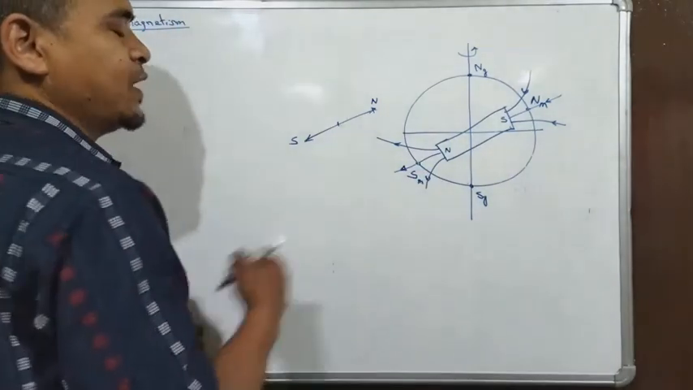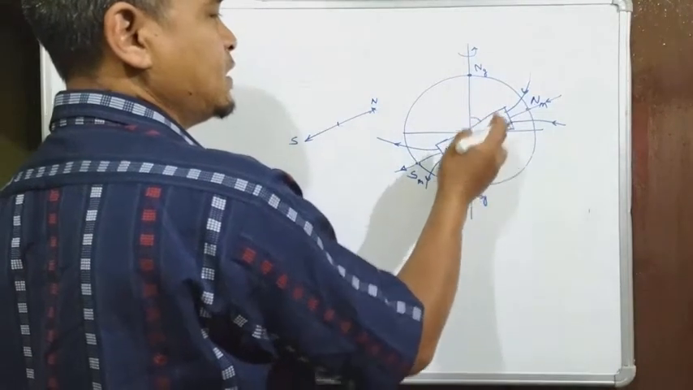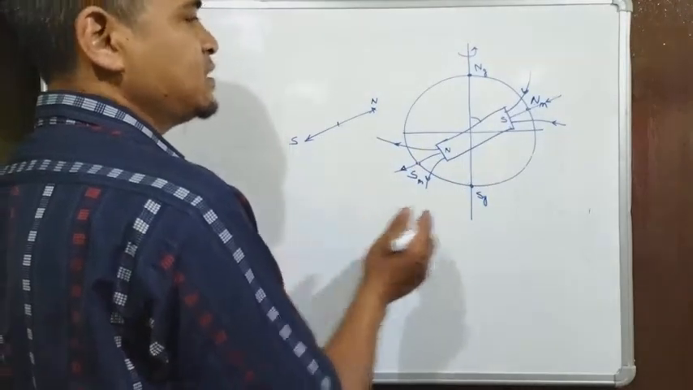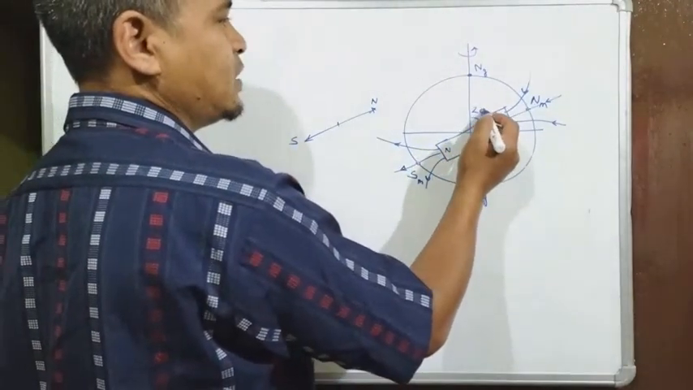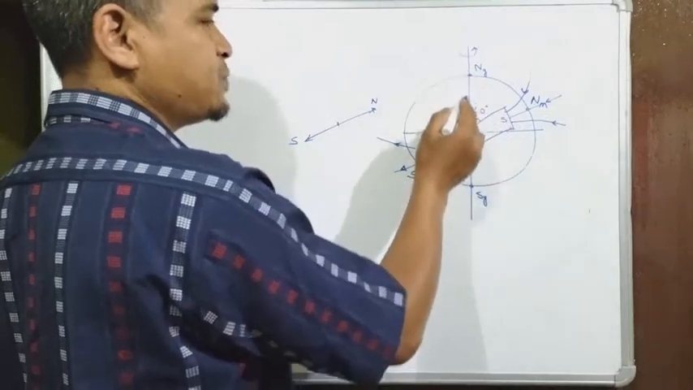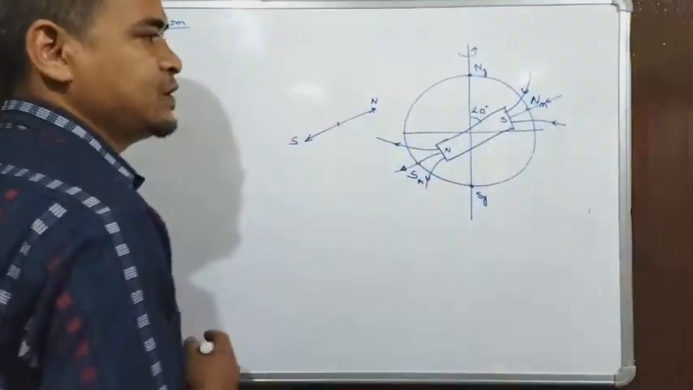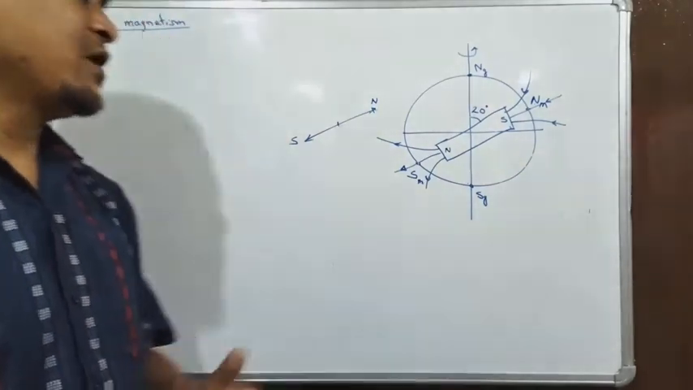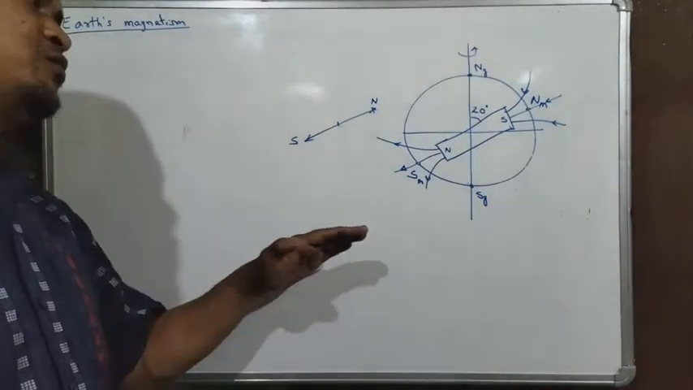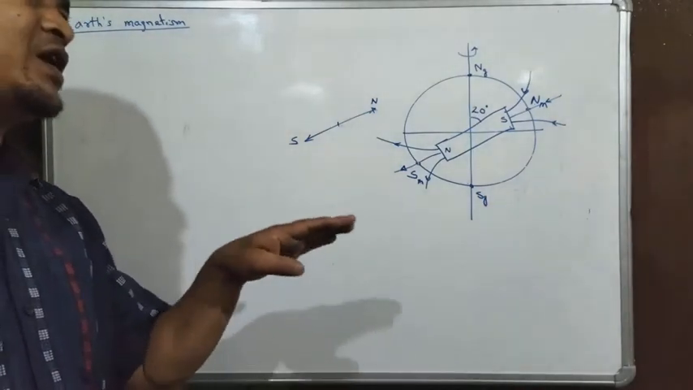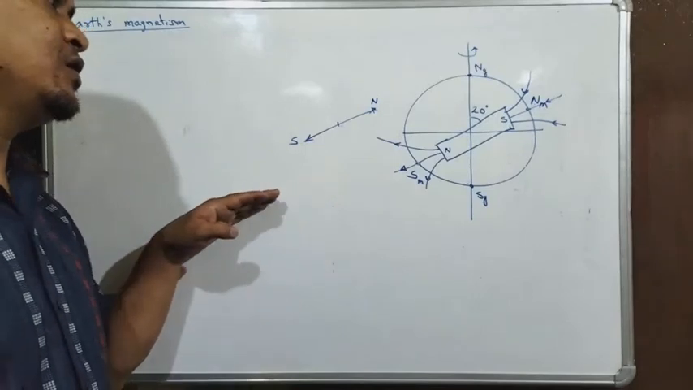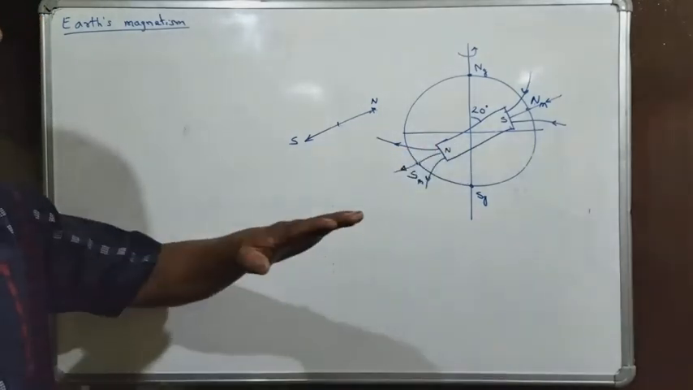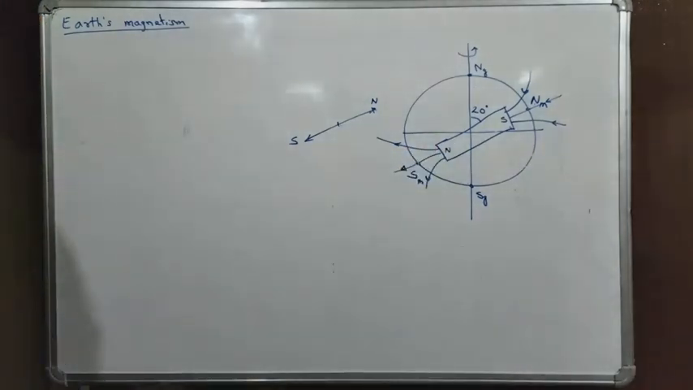I can see here that this bar magnet, which is present inside the earth, makes an angle of 20 degrees with respect to the axis of rotation of the earth. So please remember that when you use a magnetic needle to find the directions of the north pole and south pole of the earth, you are not finding the real poles but the poles which are closer to the real poles.